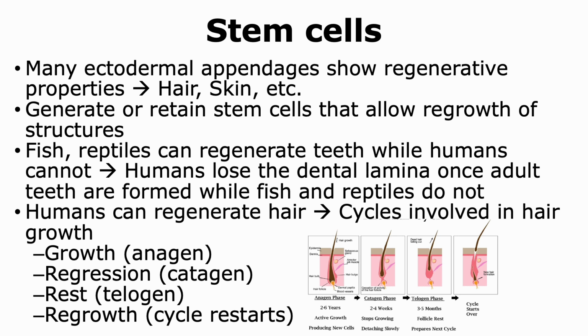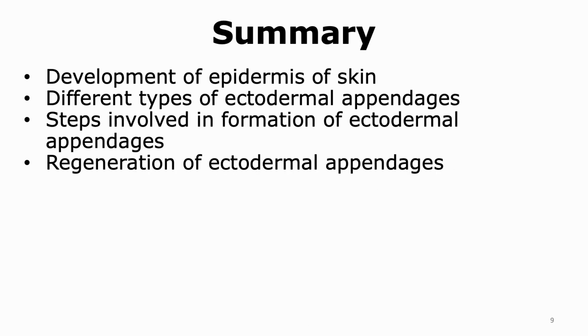And this is simply because the hair follicles enter into the regrowth stage, because the stem cells that are present there get activated and are able to regenerate hair. Thus, we can see that stem cells play an important role in the regenerative properties of these ectodermal appendages. So with this, we've come to the end of the part on ectodermal placodes and different ectodermal appendages.